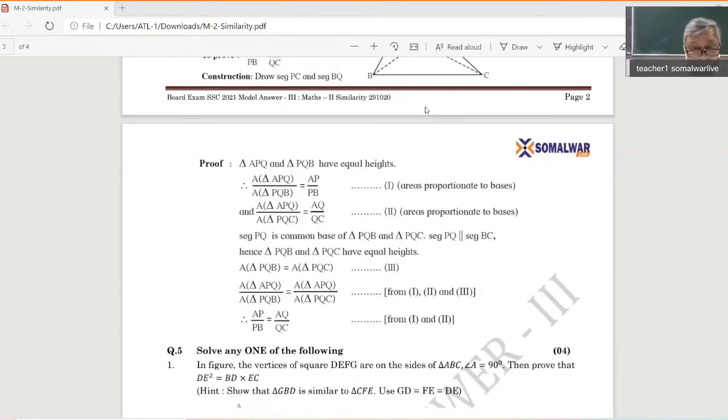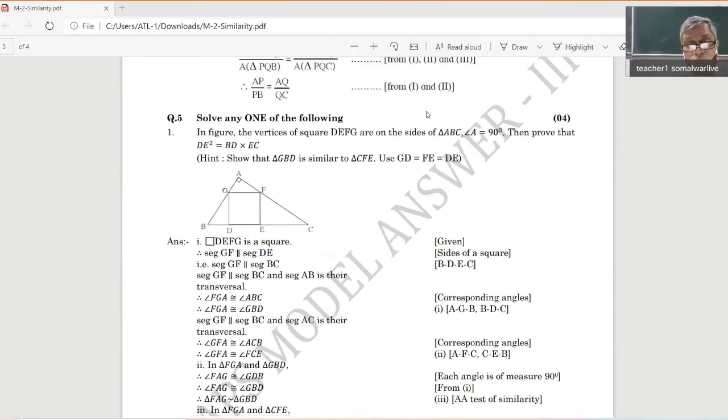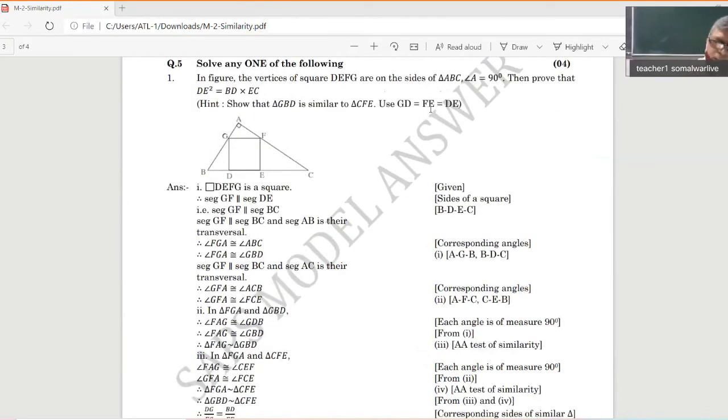Okay, the next question, question number 5, which has come many times in the examination. Solve one of the following. Out of the two, we have to solve one. In the figure, the vertices of the square DEFG, please look at the figure now, DEFG, this is the square, are on the sides of the triangle ABC.